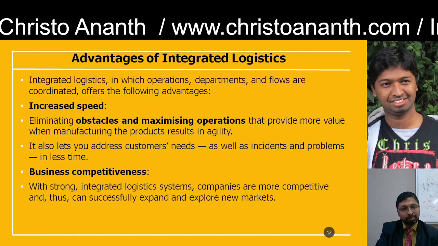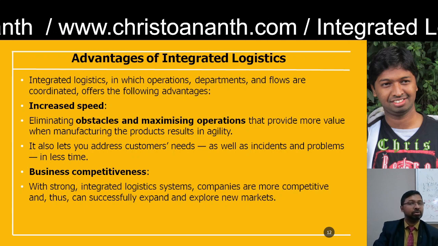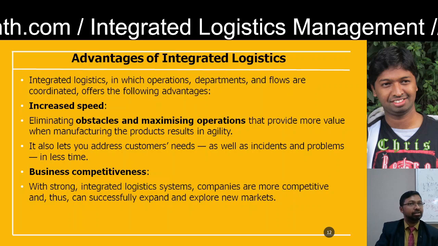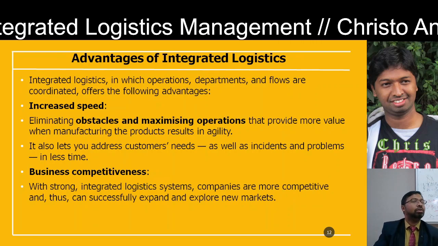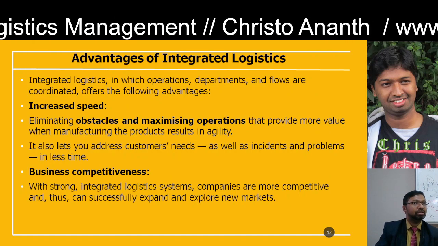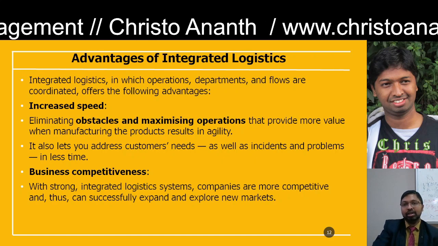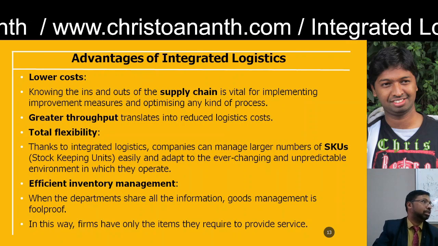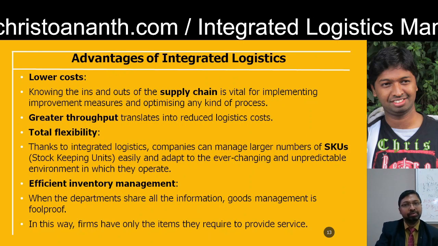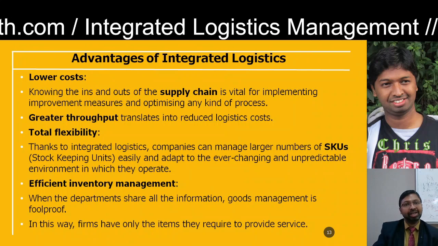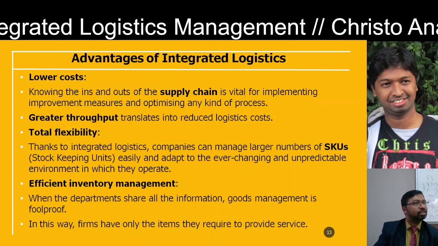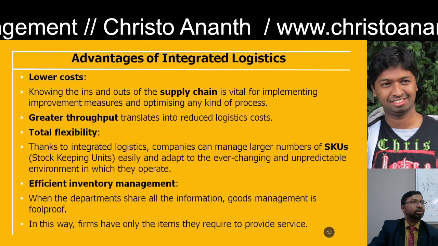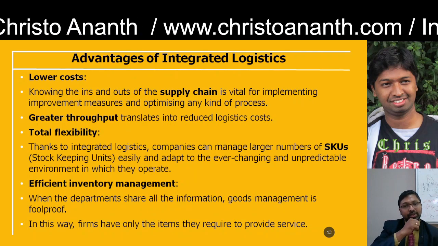Then we'll have business competitiveness. We'll try to explore what the new trends and the new market technologies are. From there you are going to beat your competitors, those who are in the market. Then lower cost. You can go for cost cutting, so like you know the ins and outs of the supply chain, so that you can optimize any kind of process, and you definitely can cut down the cost, not the essential cost but the extra cost, and you can enjoy greater throughput.